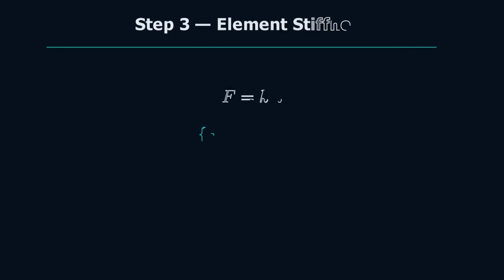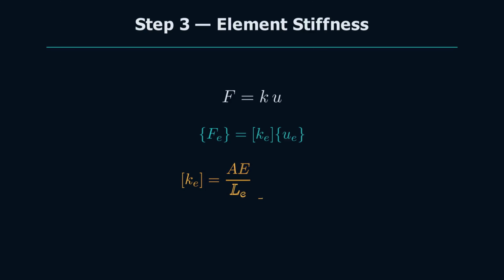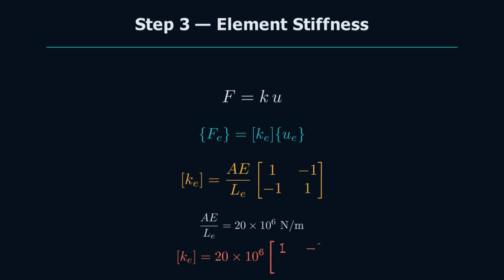Now we need a relationship between force and displacement for one element. In basic mechanics, we write force equals stiffness times displacement. In finite element analysis, the same idea becomes a matrix equation. For a 2-node axial bar, the element stiffness matrix is given by this expression. For our bar, the area is 100 square millimeters, the Young's modulus is 200 gigapascals, and each element is 1 meter long. Therefore, the coefficient AE over L is 20 million newtons per meter.